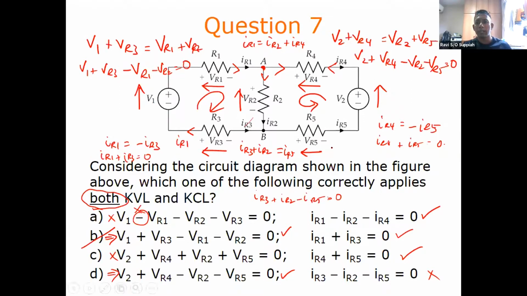For KCL, we follow whichever assumption we make. In this case, we have drawn some arrows already, so these are the assumptions we are making. If you draw arrows in a different way, you can make your own equations based on how you decide to label the arrows, the current flow and so on. So these are not fixed. This is just one way of doing it.